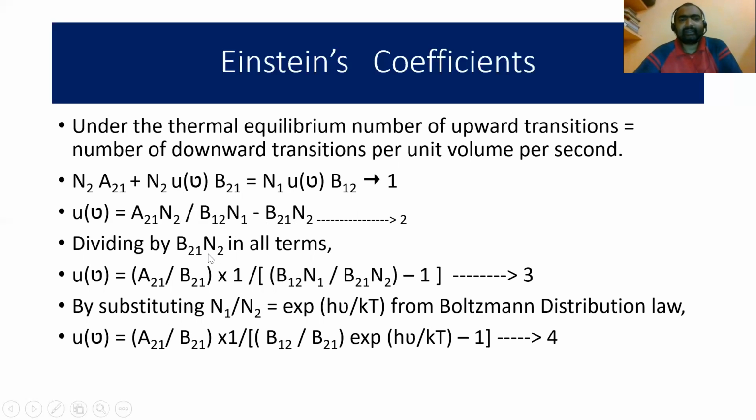Dividing by B21 N2 in all terms, U of nu equals A21 divided by B21 into 1 divided by B12 N1 divided by B21 N2 minus 1. By substituting N1 by N2 as exponential of h nu divided by kT from the Boltzmann distribution, the above equation becomes U of nu equal to A21 divided by B21 into 1 divided by B12 by B21 into exponential of h nu by kT minus 1.